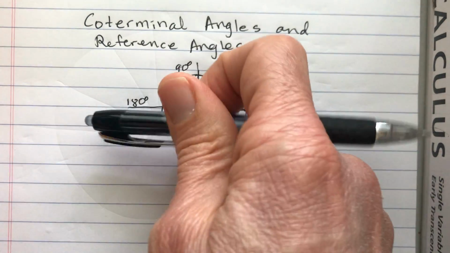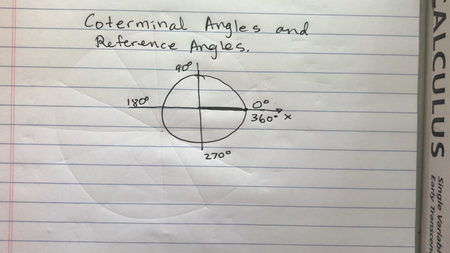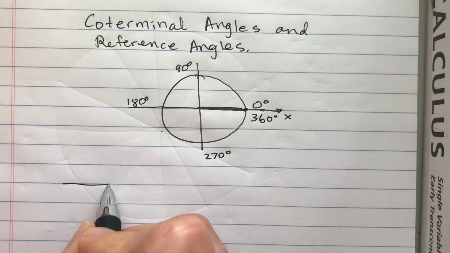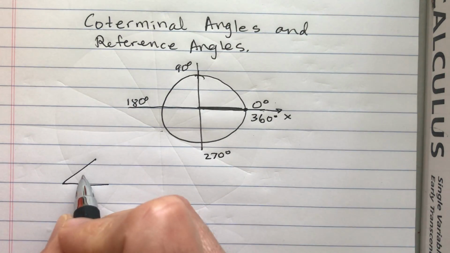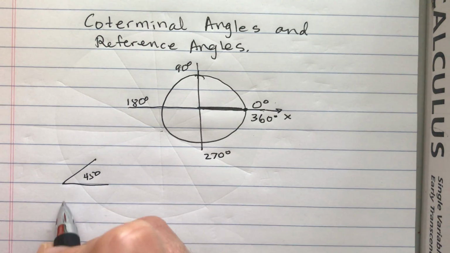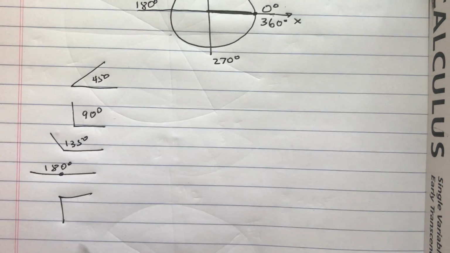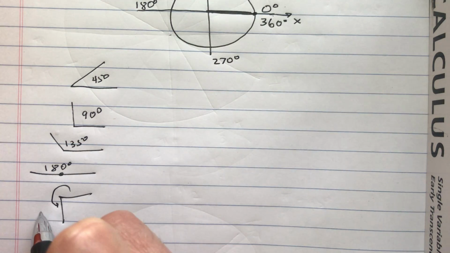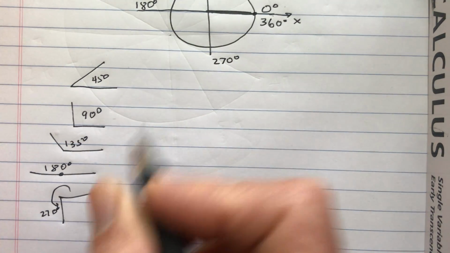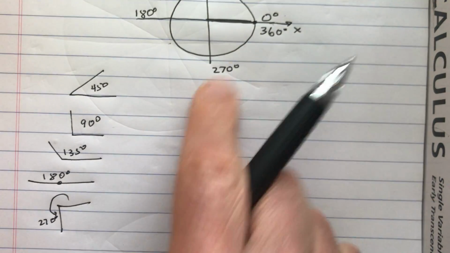All right, so what am I talking about? I'm looking at the angle here. Say that's 45 degrees, 90 degrees, 135 degrees. This flat angle is 180 degrees. And then, it looks funny to write it like this, but if we go around this way, this is 270 degrees, etc., and we get 360 degrees.